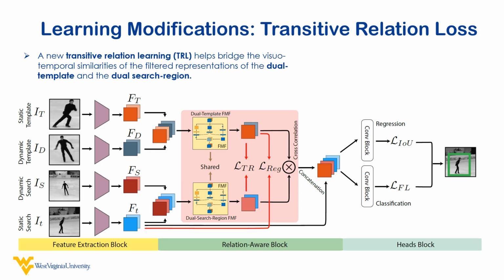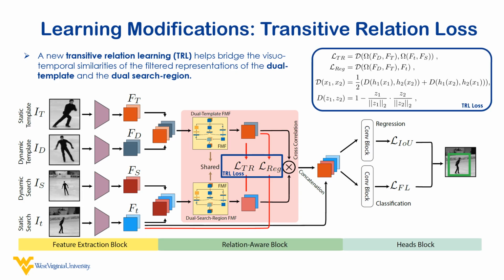In order to bridge the gap between the mixed representations of templates and search regions, we employ a transitive relation loss shown in the figure. It is employed between dual template FMF and dual search region FMF and search features as a regularizer. The loss is a cosine distance loss, where H represents MLP heads. We follow a similar strategy shown in a self-supervised learning approach, SimSiam.